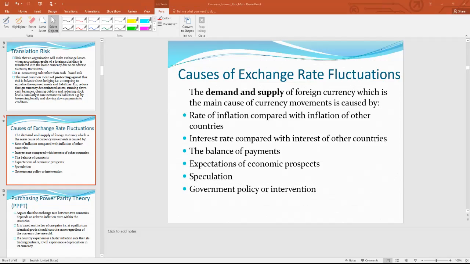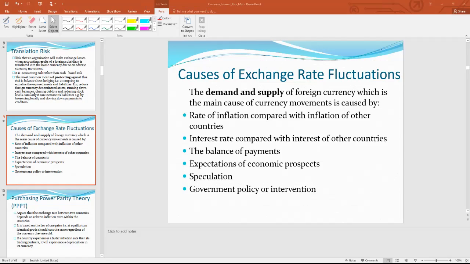What do participants in the foreign currency market demand? If they demand more of the Kenyan shilling, then of course the Kenyan shilling becomes stronger. If they demand more of the US dollar, then the US dollar becomes stronger, and therefore the exchange rate makes the Kenyan shilling weaker versus the US dollar. So what is the demand? What does the participant in the foreign currency market want?